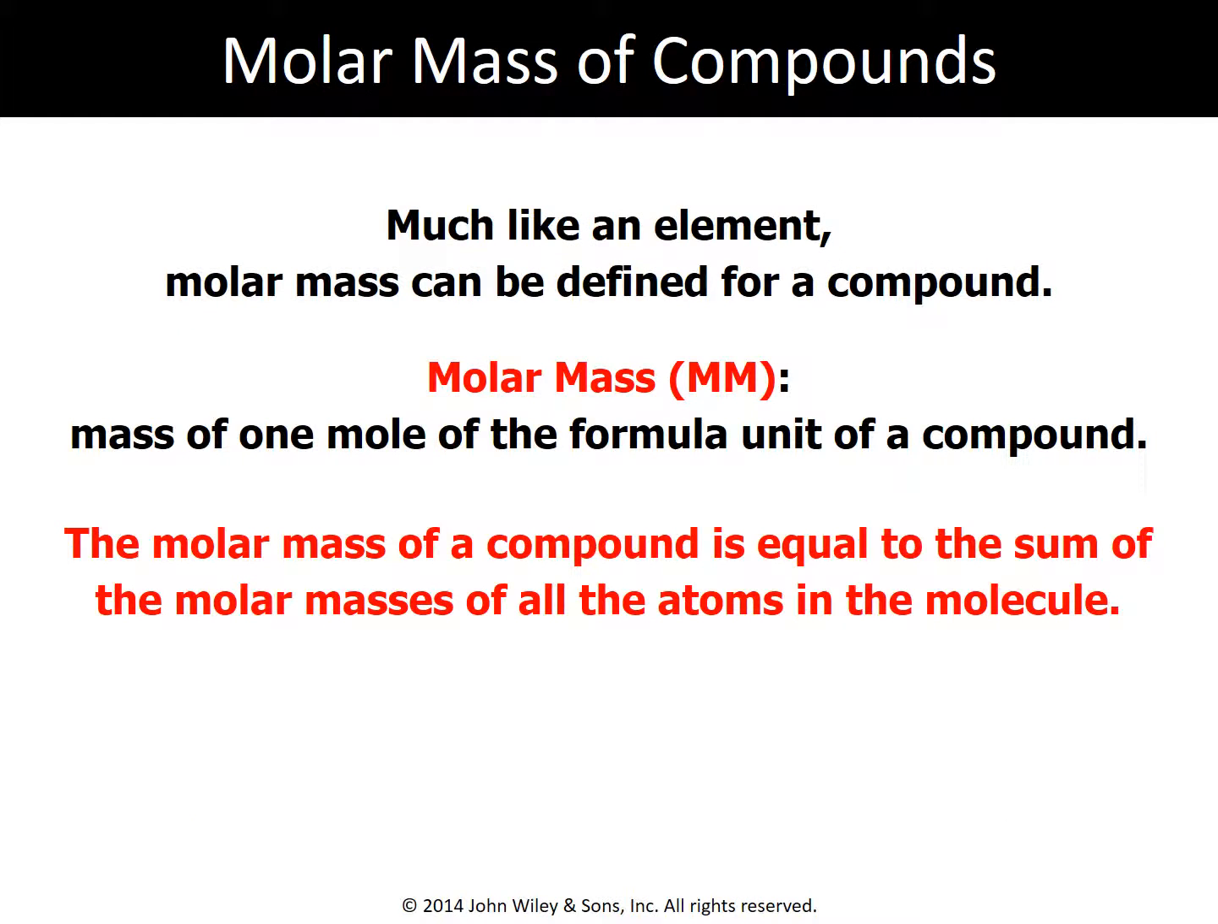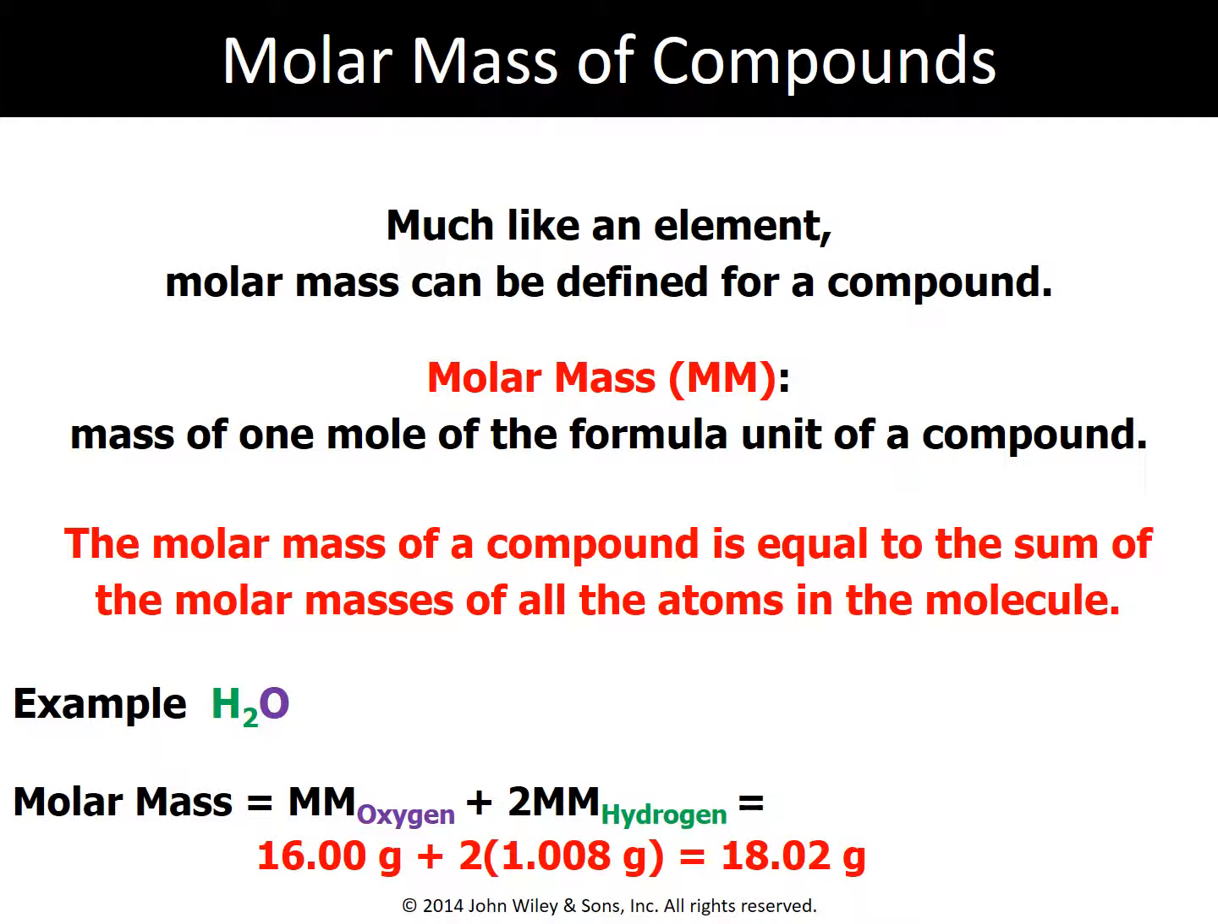So the molar mass of a compound is equal to the sum of the molar masses of all the atoms in the molecule. So for H2O, we're taking the molar mass of one oxygen, adding the molar mass of hydrogen, and multiplying it by 2 because we have that subscript 2 in the formula. So the molar mass of water would be 18.02 grams.